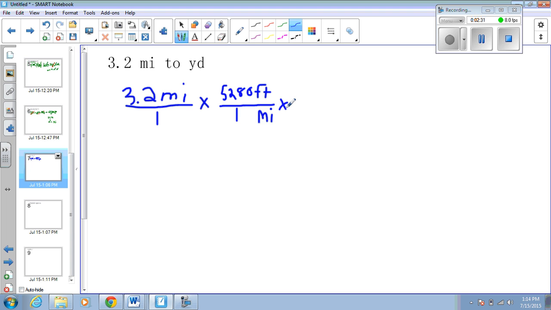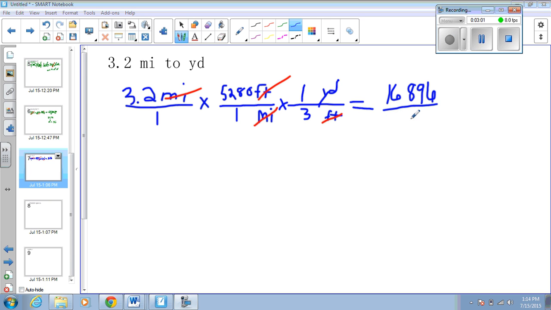And then I can go from feet. Feet has to cancel out. I want to convert to yards. And hopefully I know that 3 feet is 1 yard. So again, I go through the process of multiplying the tops, multiplying the bottoms. I can see stuff that cancels out. I know feet will cancel out. I know miles will cancel out. So multiply my top, multiply the bottom.